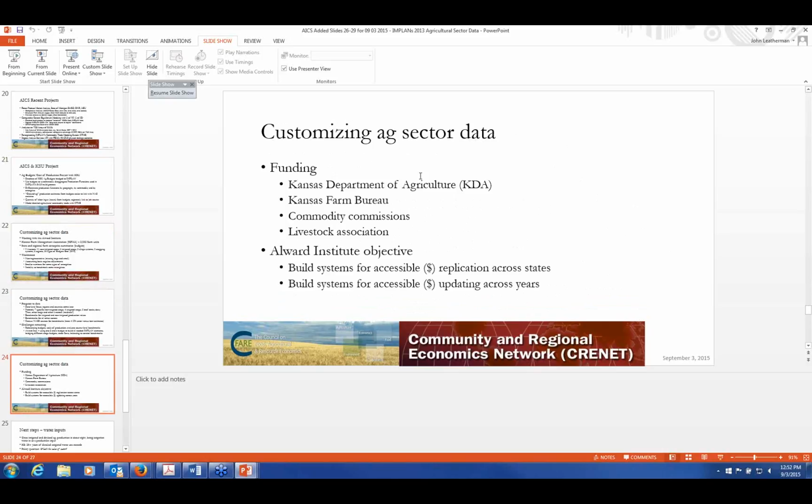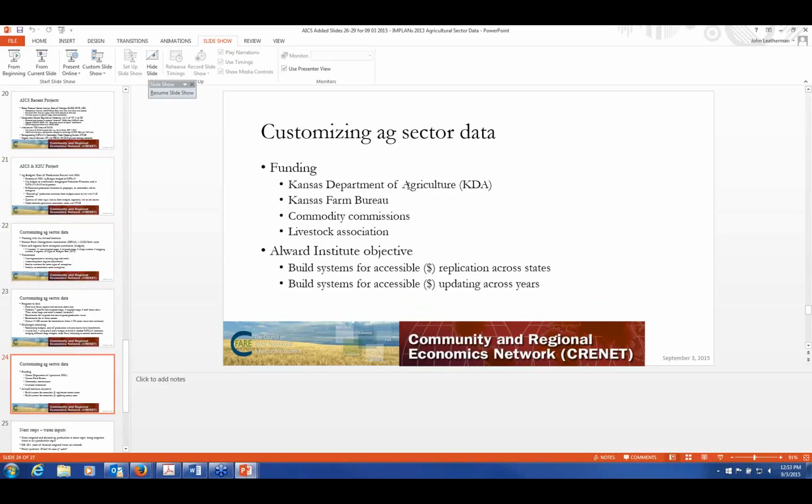From the Alward Institute's perspective, their objective is ultimately to build a system that is accessible by way of affordability, to be able to replicate the system across states and then ultimately update it across years. We cannot buy into a system where the basic data costs $5,000 and then doing something special for agriculture costs another 30 or 50. So that's going to be the great challenge for the Alward Institute, to make this accessible. From my standpoint, this whole notion of customizing this ag sector data will be good. It will certainly be a great improvement.